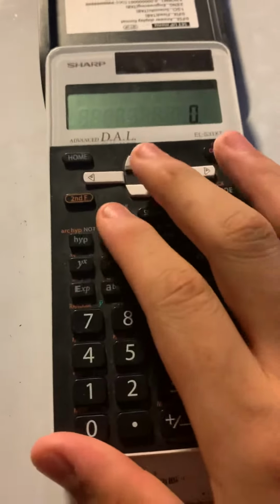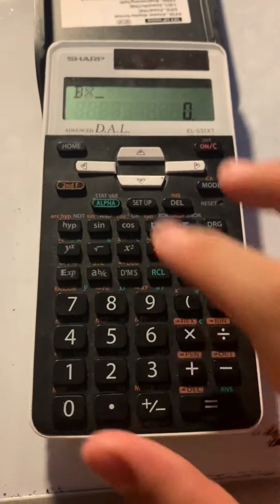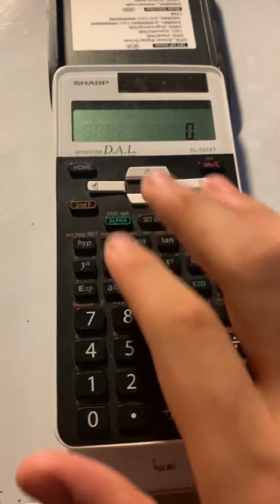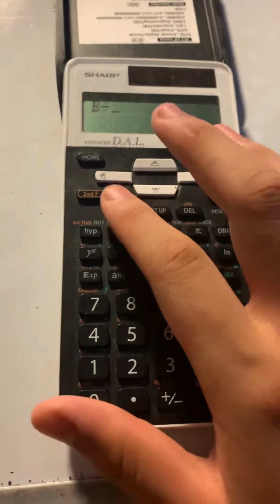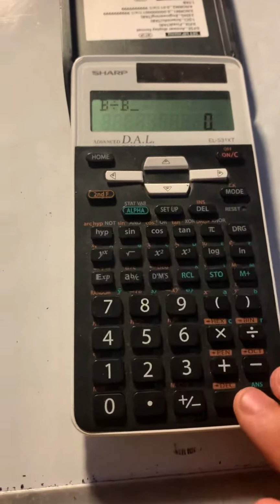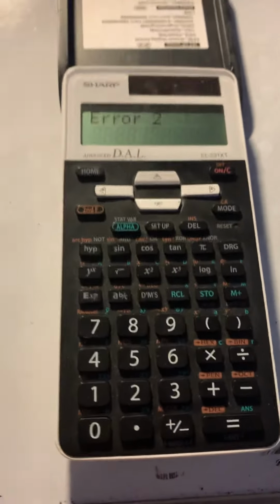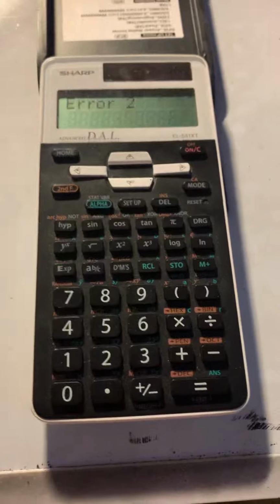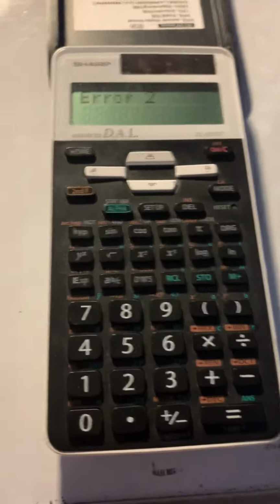Now let's try multiplication. Now let's try division. Division is a bit different because it assumes that every letter is zero. Zero divided by zero is undefined, so it will show error too.